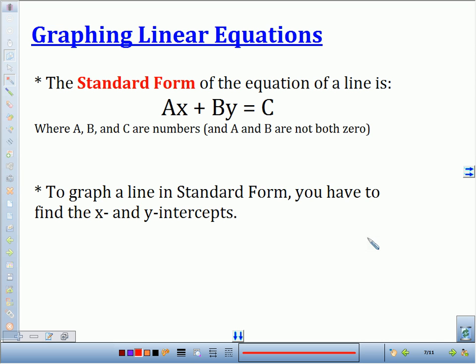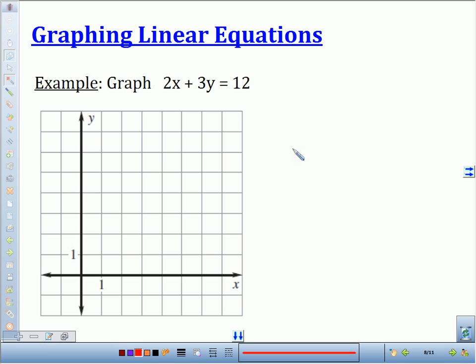And we're going to do an example where we see that. I'm given this equation, 2x plus 3y equals 12. 2 is A, 3 is B, and 12 is C. So this is in standard form. Now what I want to do is find the x and y intercepts. Let's start with finding the x-intercept.